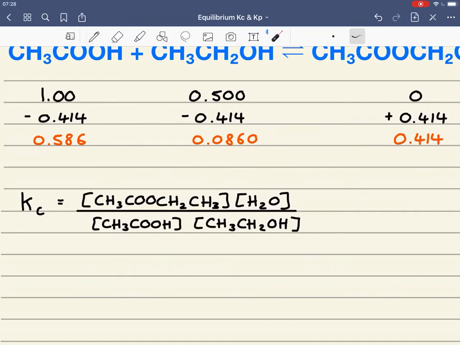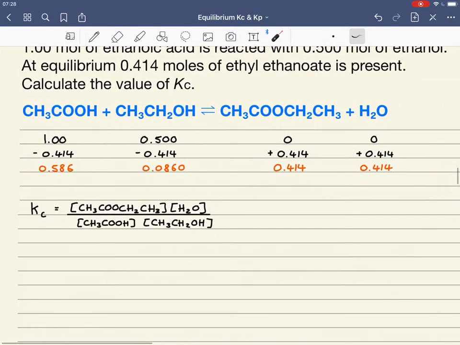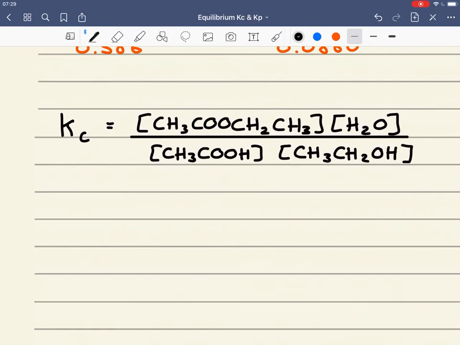number of moles. But in an example like this, where you've got the same number of moles of reactants and the same number of moles of products, so you can see I've got 2 moles of reactant, 2 moles of product, then we can use moles as well as concentration because the volume terms will cancel.